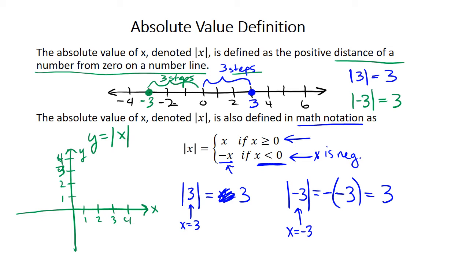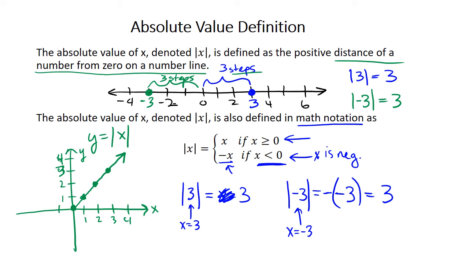If x is 0, then my y value is 0. If x is 1, the absolute value of 1 is 1. If x is 2, the absolute value of x is 2. When x is 3, the absolute value of 3 is 3. So you get this nice basic line on this side that's going up with a slope of 1.